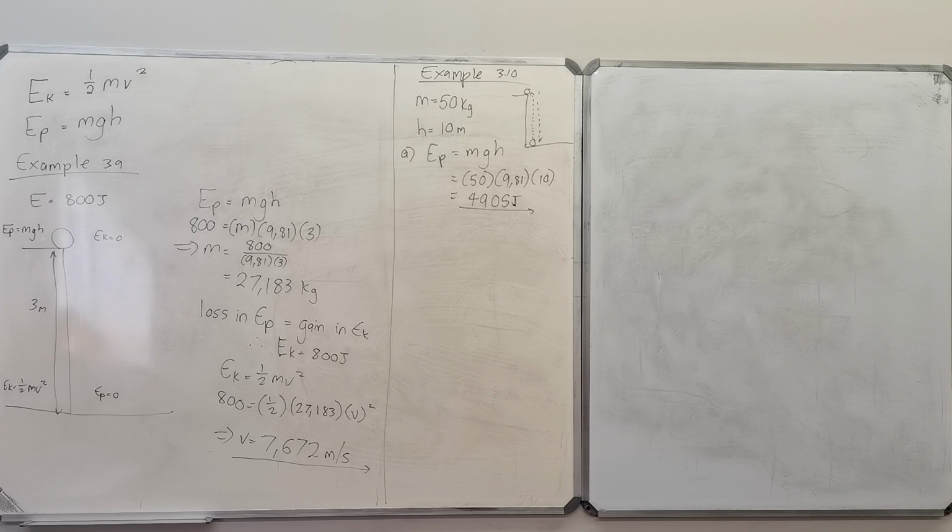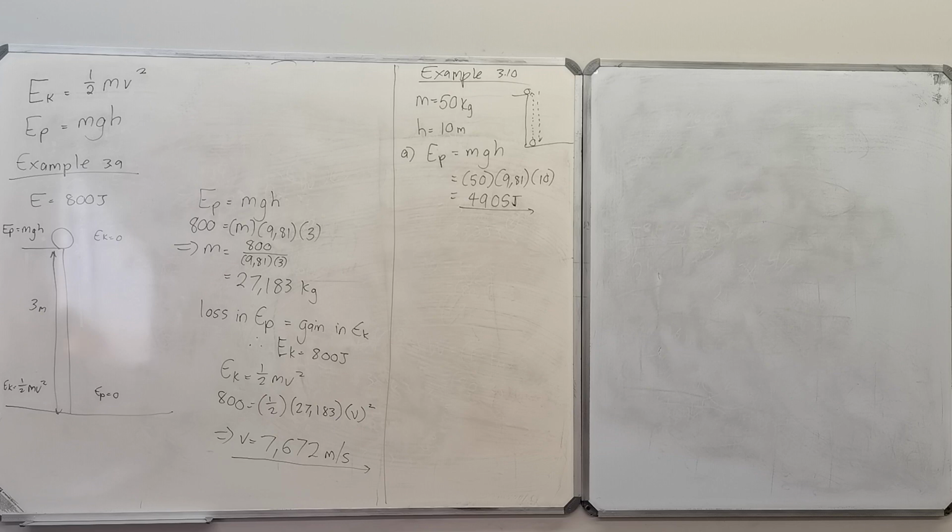But if you throw it, either way, what were you going to use to work out the velocity later on? What would you have done differently if it was being thrown? How would you answer this question?